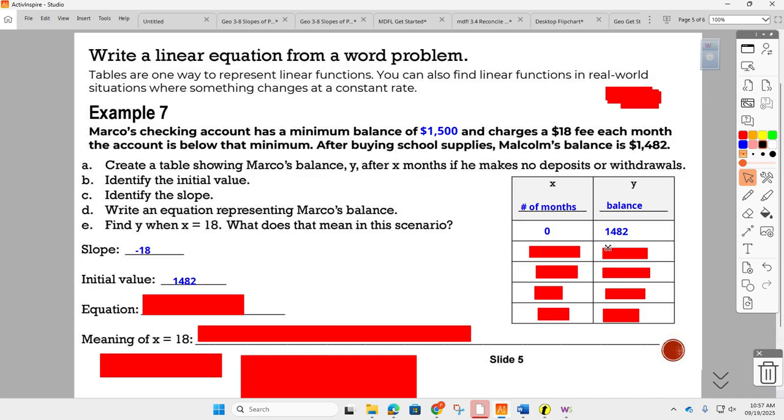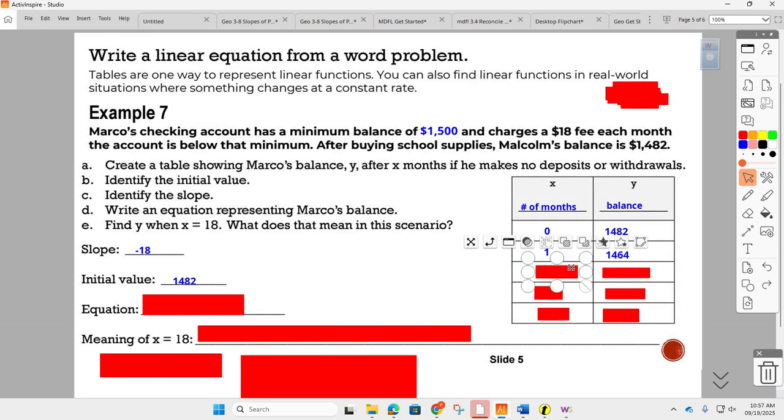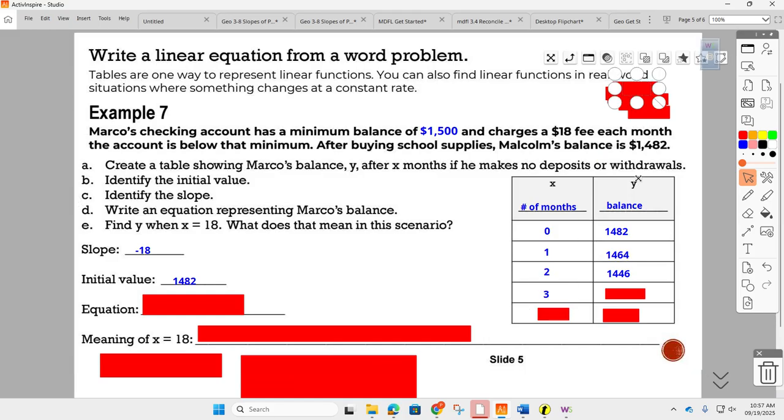So after 1 month, if you have $1,482 to start with, his balance after 1 month is $1,464. After 2 months, we could subtract another $18, and it's $1,446. Pretty easy. 3 months, subtract another $18.